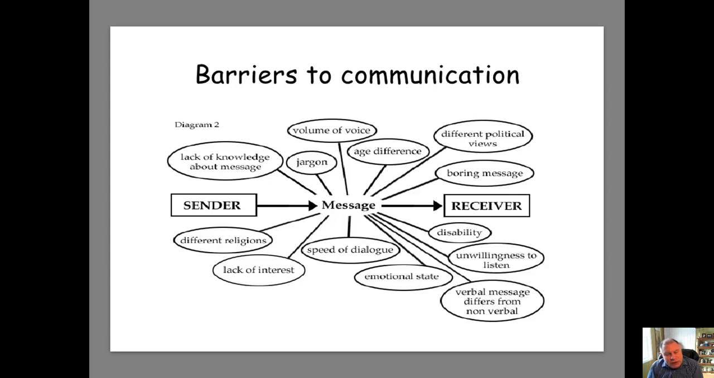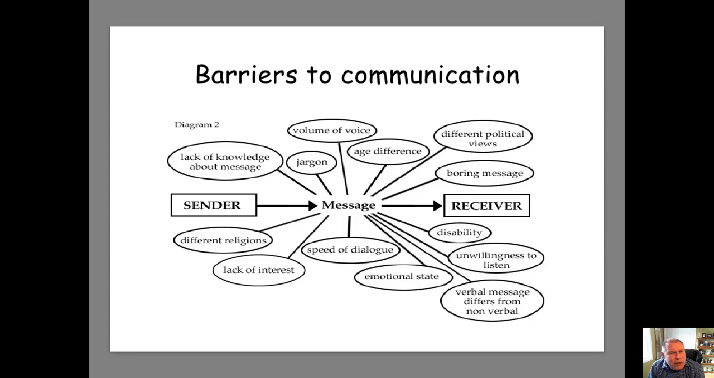Verbal message differs from the nonverbal message. So we're talking, and it's a beautiful day out there, and I'm thinking I would rather be outside than be with you. What did I just do? I wasn't looking at you. I wasn't making eye contact.